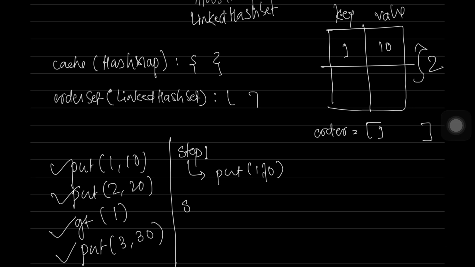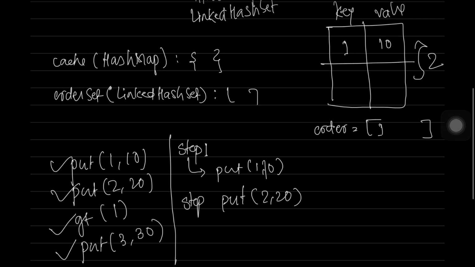Okay, in step 2, put 2 comma 20. We check the size of the map, which is 1, and the capacity is 2. Since the size is less than the capacity, we just add to the cache, where the key is 2 and the value is 20. Along with that, we add 2 to the order set. Here, from this order, the oldest atom is currently 1.